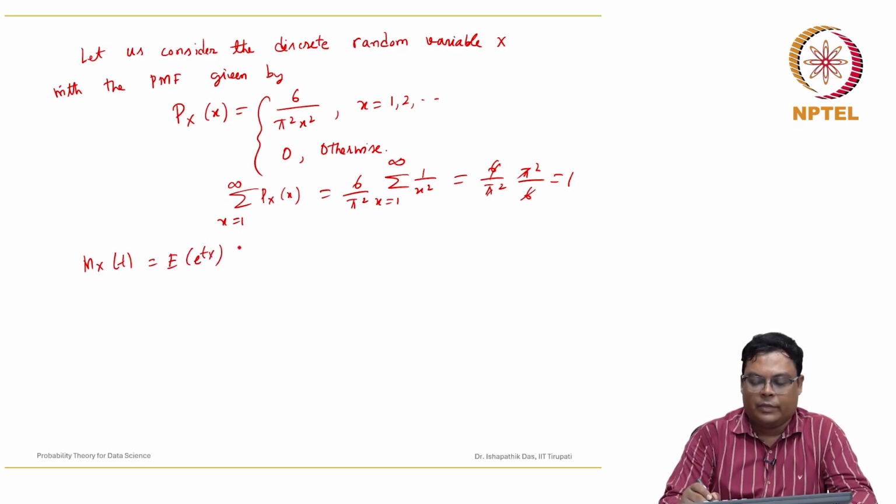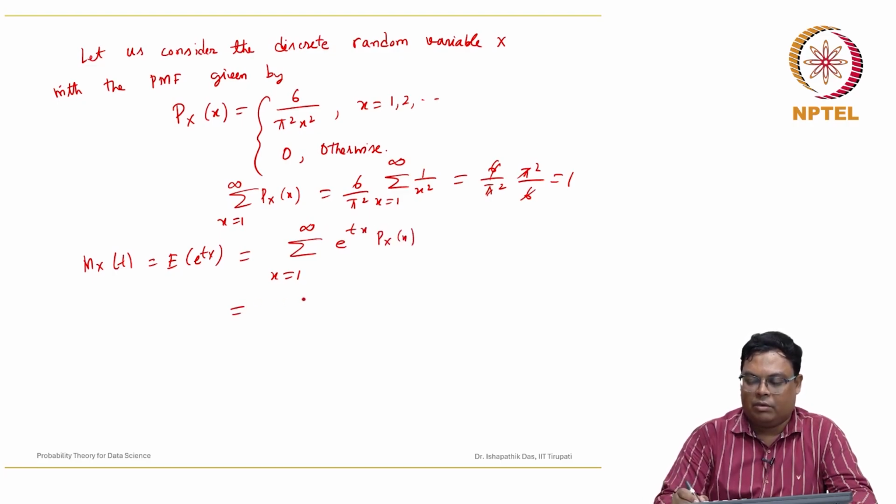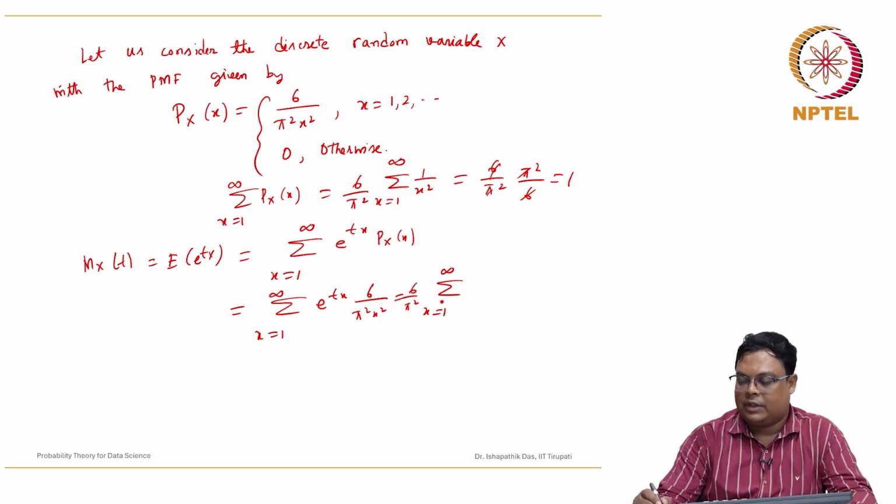So this is equal to the summation over x equal to 1 to infinity of e to the power of tx times the probability that X is equal to x. Which is equal to the summation of e to the power of tx times p(x), and p(x) is nothing but 6 by pi square x square. So 6 by pi square can be taken outside, and then the summation over x equal to 1 to infinity of e to the power of tx by x square.